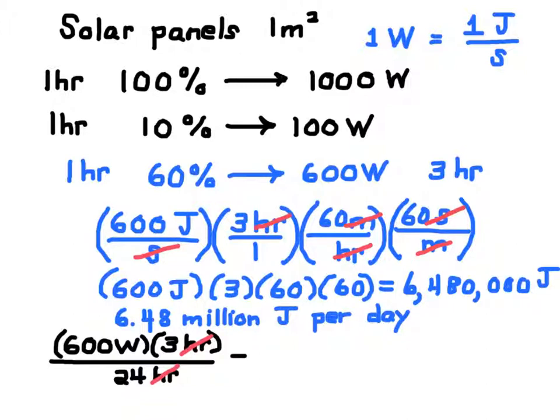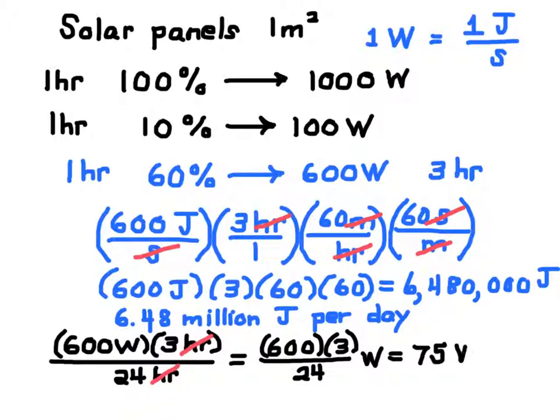And that works out to be 600 times 3 divided by 24. That's our value, and this is watts, the average watts in a day. And we can use our calculator here, and when we do, we get 75 watts of power is the average power in one day.